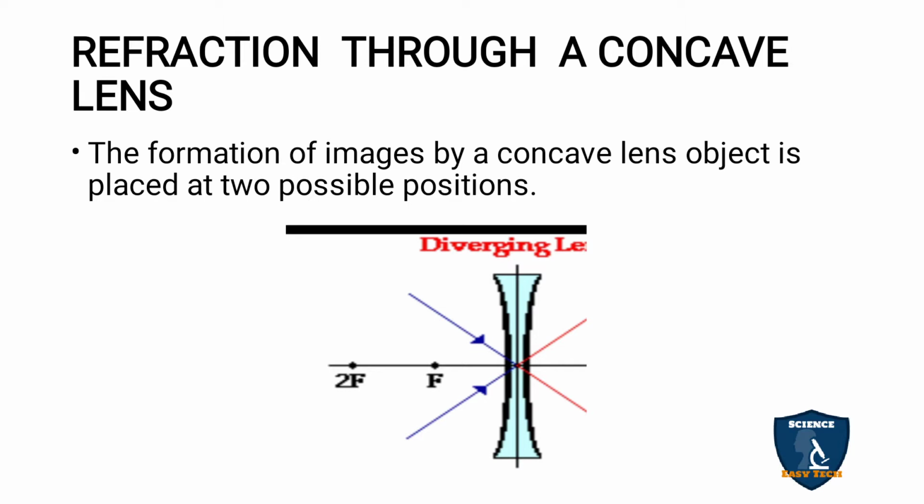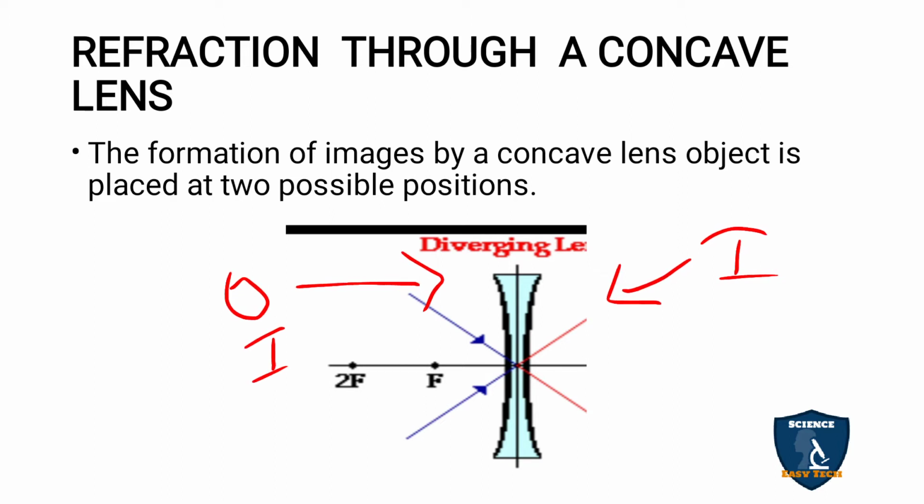In a concave lens, this side is the object placing side, that is, here we are placing the object. In a convex lens the object is placed on this side and the image is formed on the other side. But in a concave lens, the image is formed only on this side. The object is placed on this side, and the image is formed on the same side. So we are not going to talk about the other side.